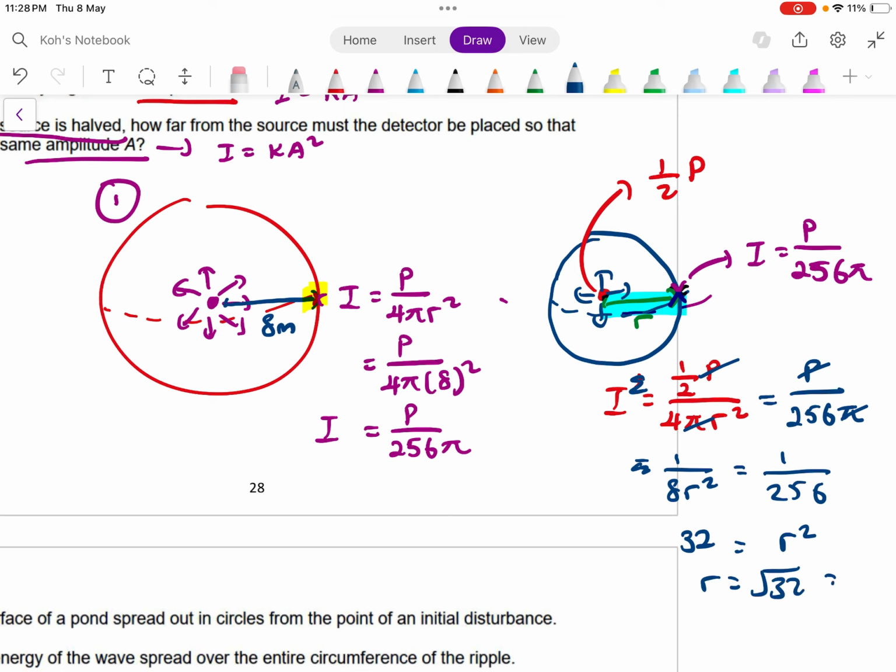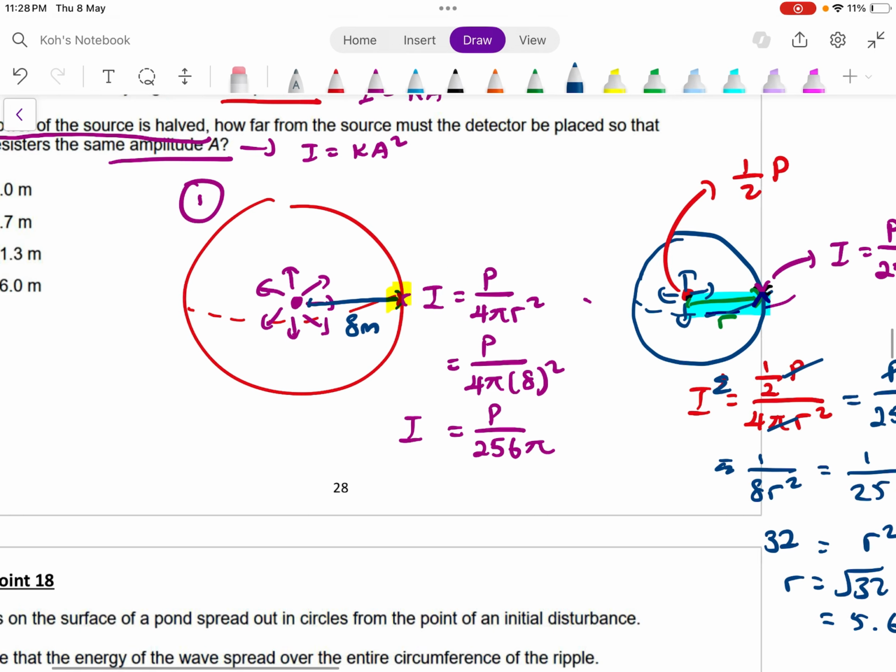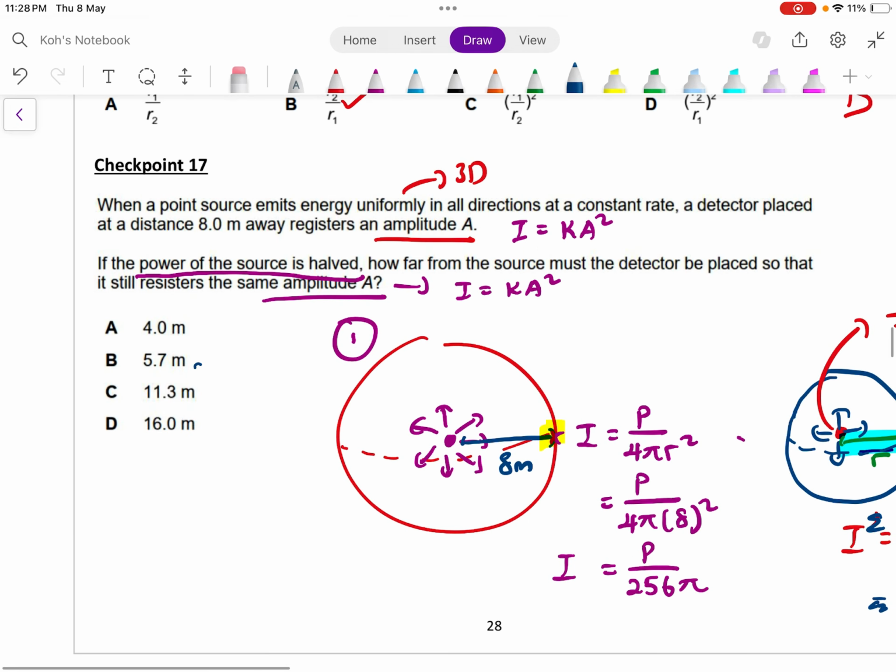Square root of 32 is about 5.66 meters. So definitely it must be nearer. So the answer must be B, 5.7 meters.